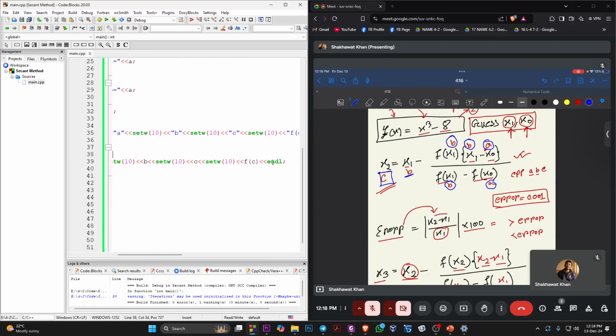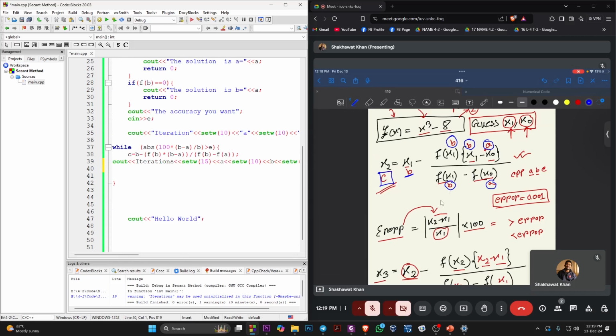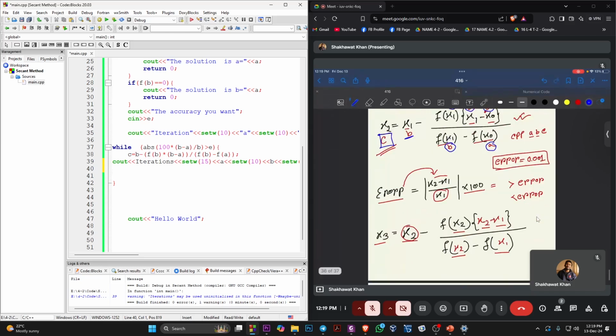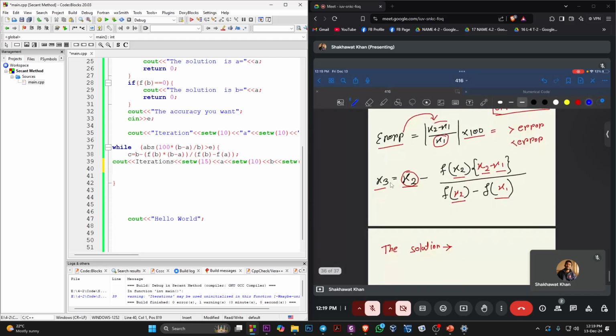Now just listen here. If this C value, my x2 value, is not totally close to my solution, it would obviously produce some error value that would be greater than my tolerance. So if this happens, I have to further do these iterations. I have to further evaluate another value x3 equal to x2 minus this process. So this process will happen iteratively again and again.